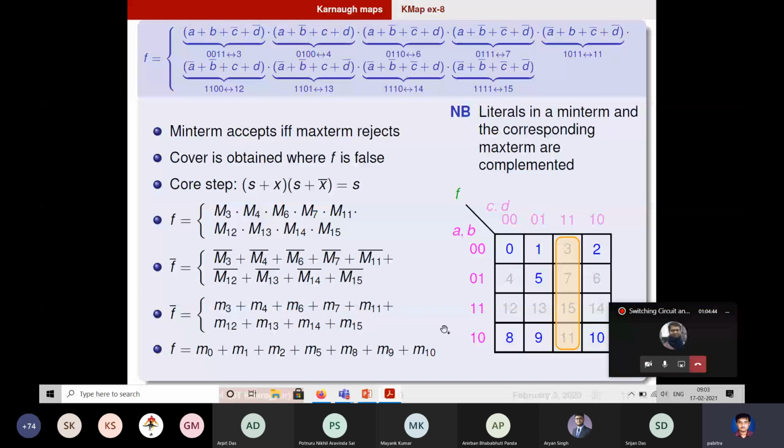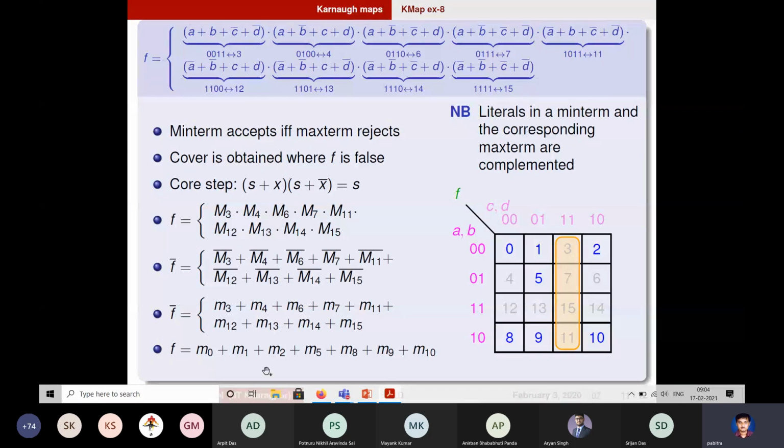And since these are the false min terms, remember these are 3, 7, 15, 11, the remaining of them will be the true min terms. For example, here the remaining of them are 0, 1, 2, 5, 8, 9, 10. Precisely because everything is either true or false, the remaining of them will be the true min terms. And I put a complement, so f will just be the true min terms because I am taking the remaining. This will be just the complement of that.